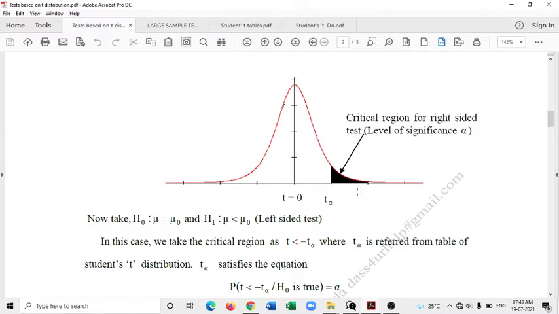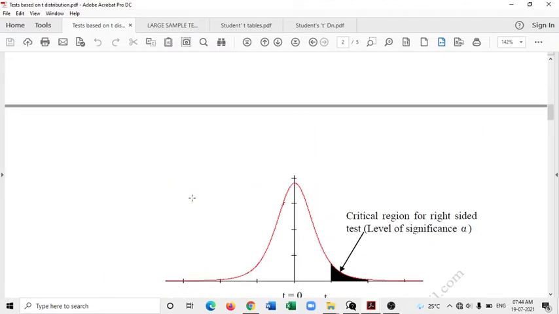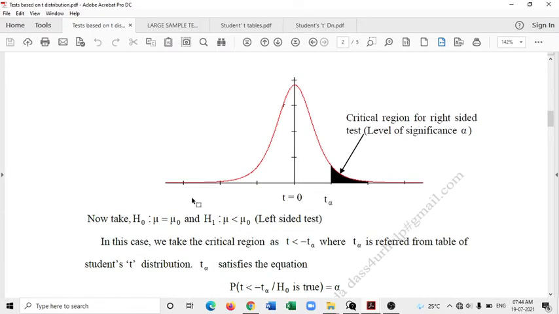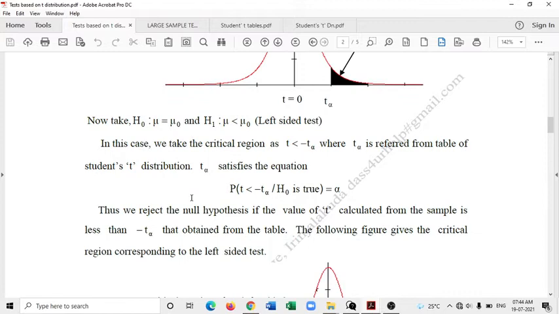We note that the tail sector areas are tabulated in the students' T table. It is unlike the tables of the standard normal distribution, where the area is tabulated starting from 0 to some set. Here the area from T alpha to infinity is tabulated. That's about the student's t test for the mean of a population having a specified value when the test is right-sided.